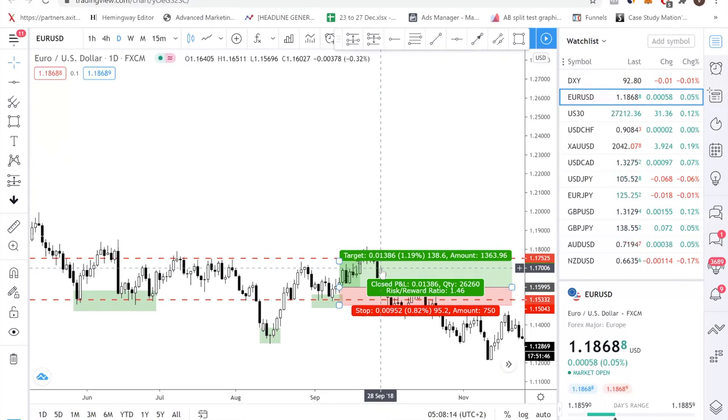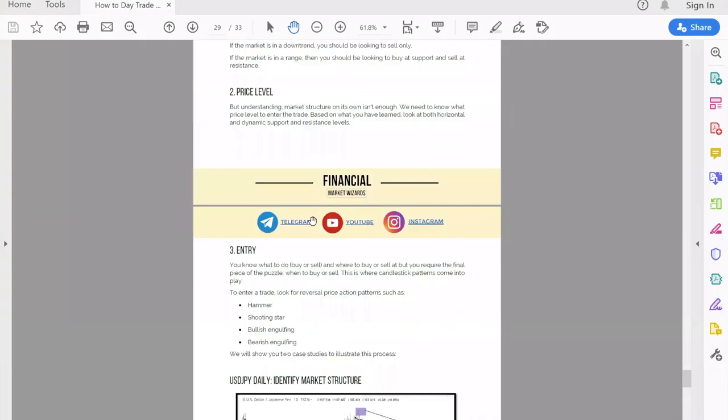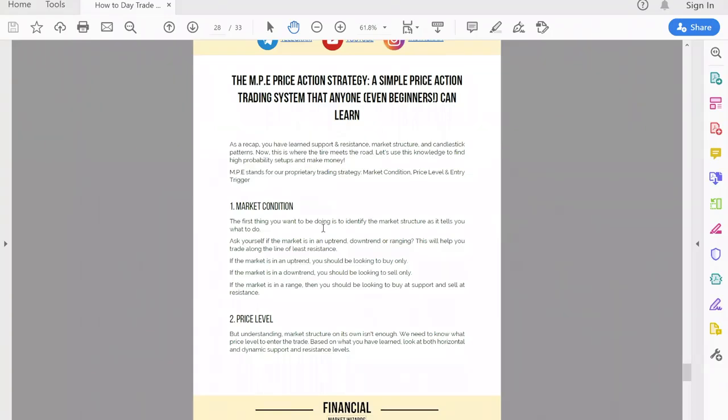So I think I've shown you enough examples, right? I want you to practice this. Just a gentle reminder about the 3 steps. Step number 1 is you look at the market condition first, where you ask yourself if the market is in an uptrend, downtrend, or consolidating. Your market condition will determine what you want to do. In the uptrend, you want to be buying. In a downtrend, you want to be selling. In a range, you can do both. You can buy low, you can sell high.